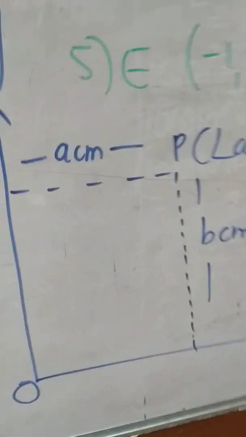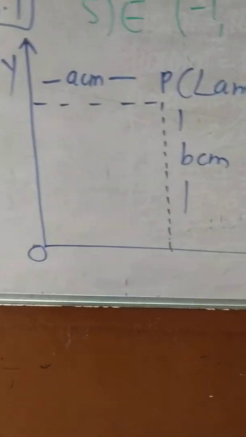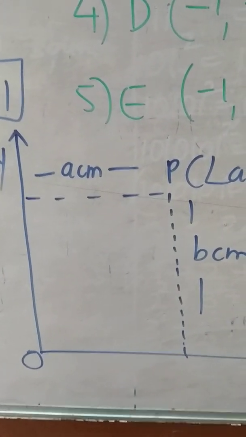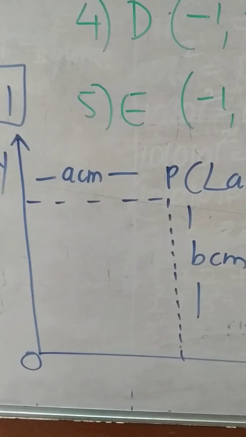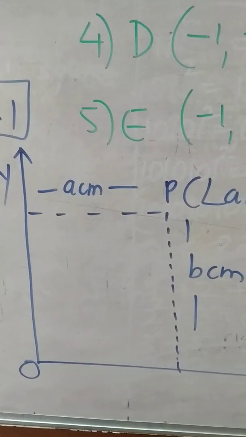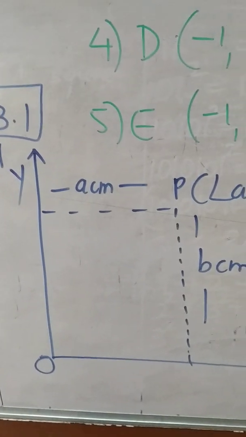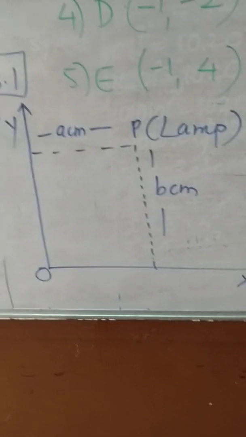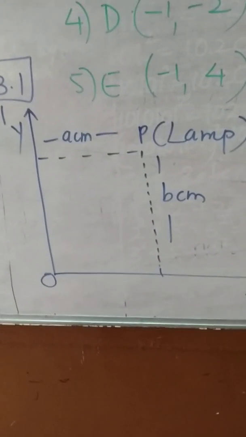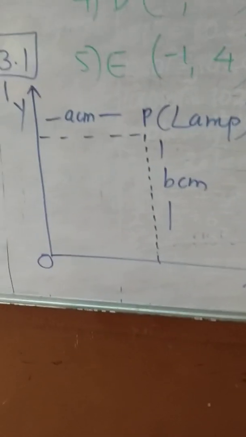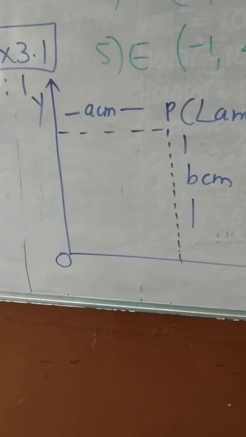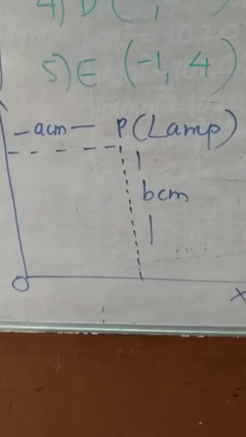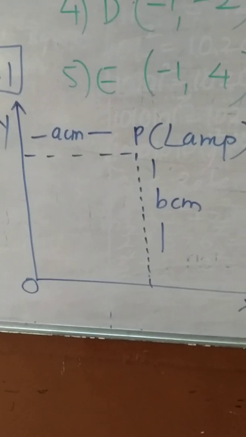Now let us come to question number 1. Exercise 3.1. Very easy. How will you describe the position of a table lamp on your study table to another person? I have drawn a picture. Can you see? Ray OX, ray OY. You have placed the table lamp there, and how you will explain that I will let you know. To describe the position of a table lamp placed on the table, let us consider the table lamp as P and the table as a plane.